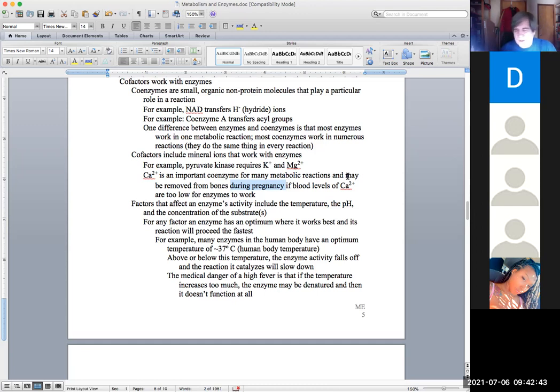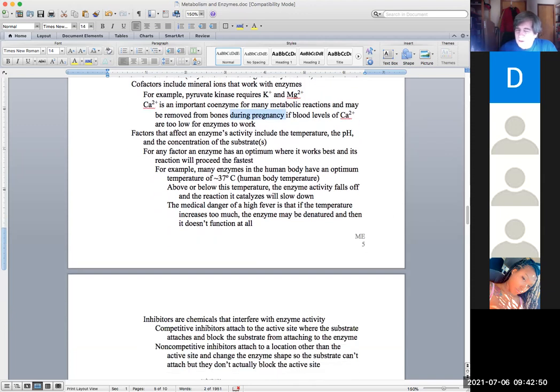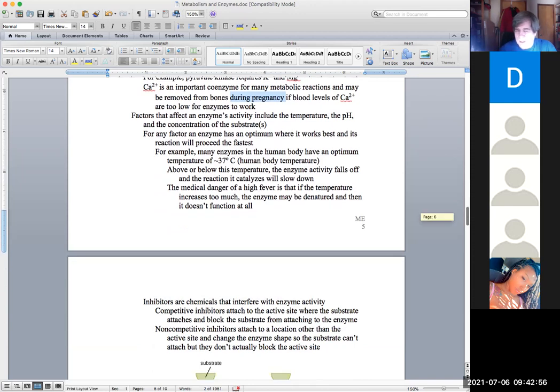One reason that women are more likely than men to get osteoporosis is men don't get pregnant, so they don't lose calcium this way. There are some other ways that you can lose calcium from your bones that can happen to men or women, but this one only happens with women.